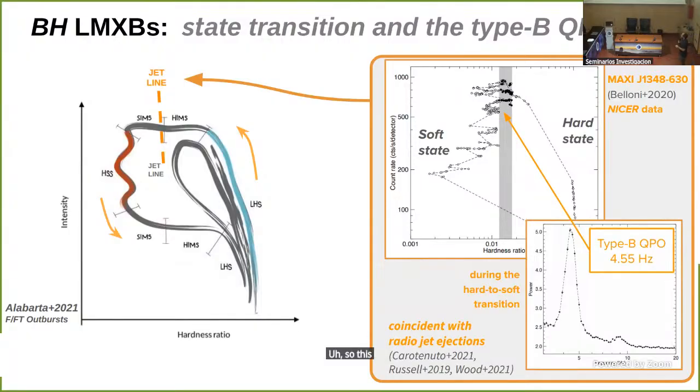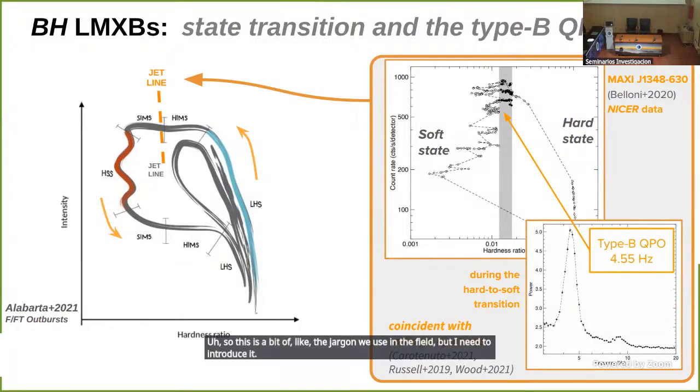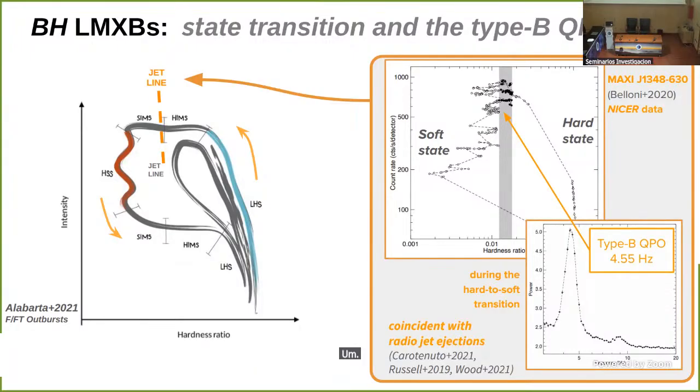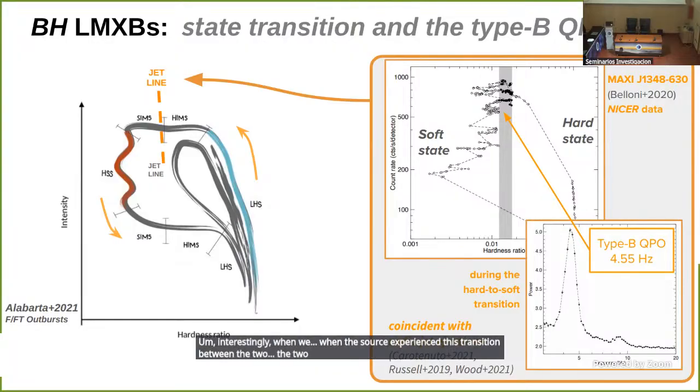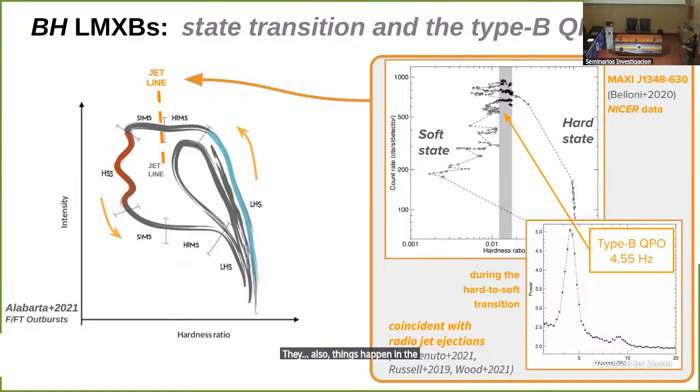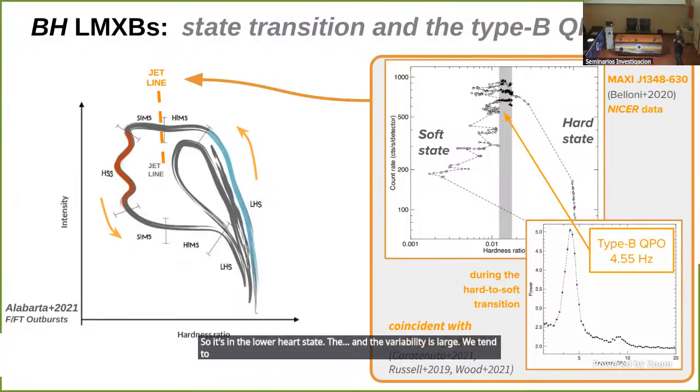So this is a bit of the jargon we use in the field, but I need to introduce it. And interestingly, when the source experiences this transition between the two states, also things happen in the radio band. What we used to find is that when the source in the X-ray side, let's say it's in the low-hard state, and the variability is large, we tend to see what is called the compact jet emission from a compact jet in the radio band.